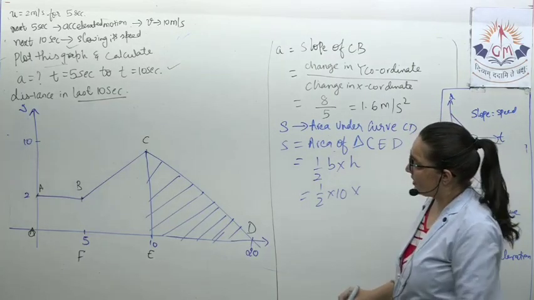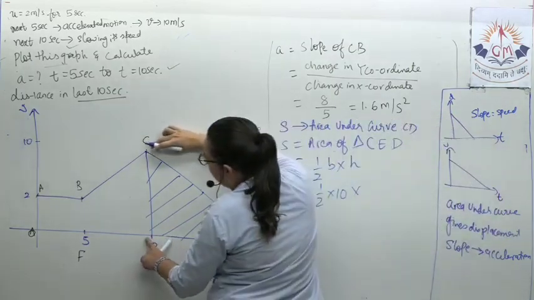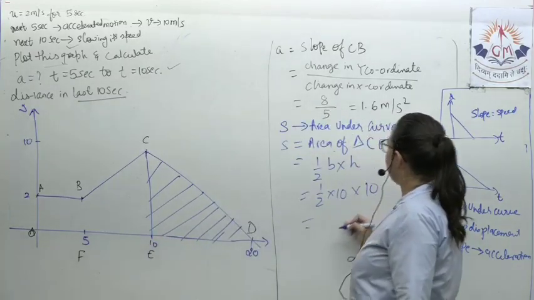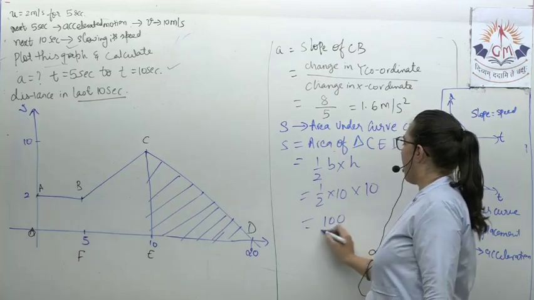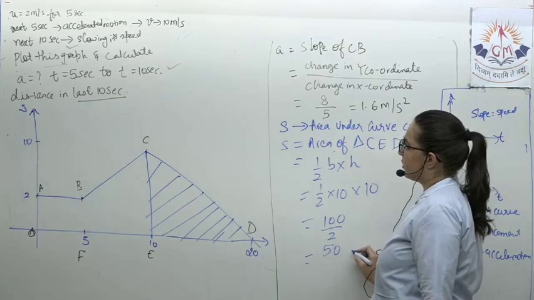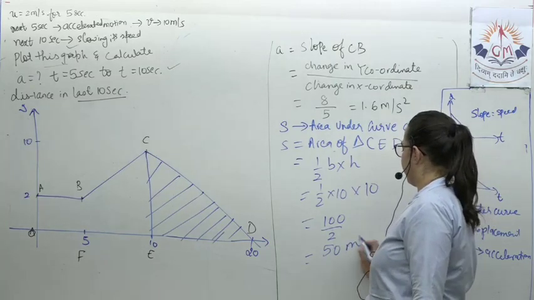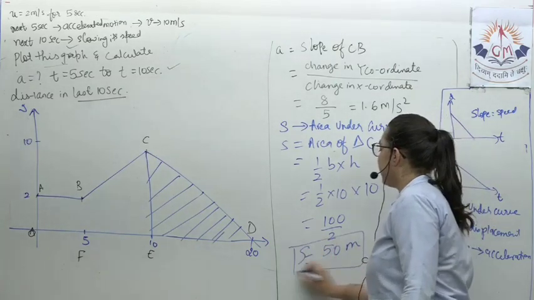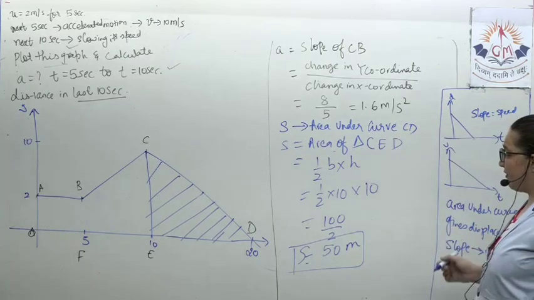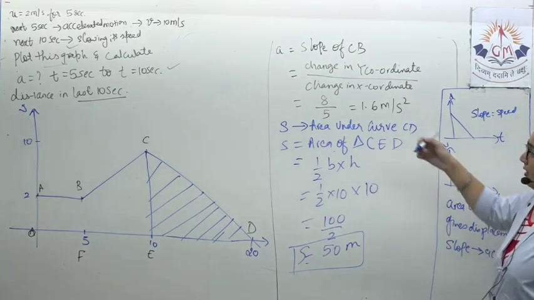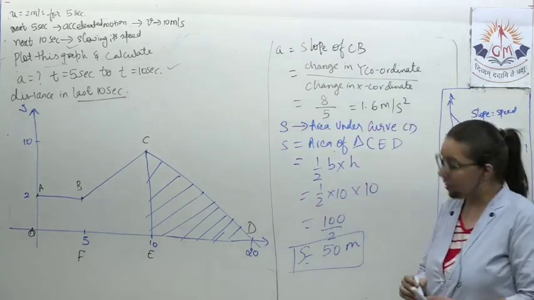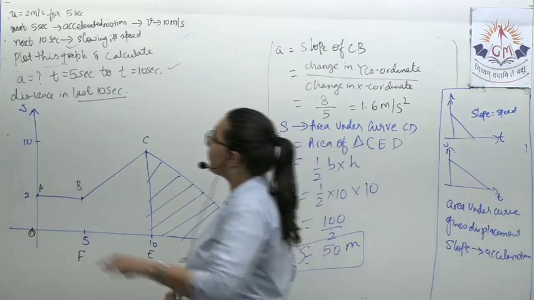What is the height? Height is from 0 to 10, that is 10. What is 10 tens? 100 upon 2, so that is 50. This is meters, so 50 meter. This is how you get the distance traveled in the last 10 seconds. I hope it's clear. We did it very slowly.